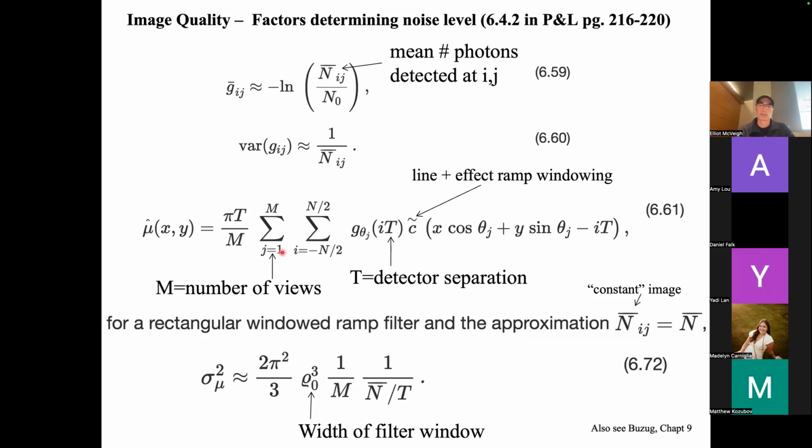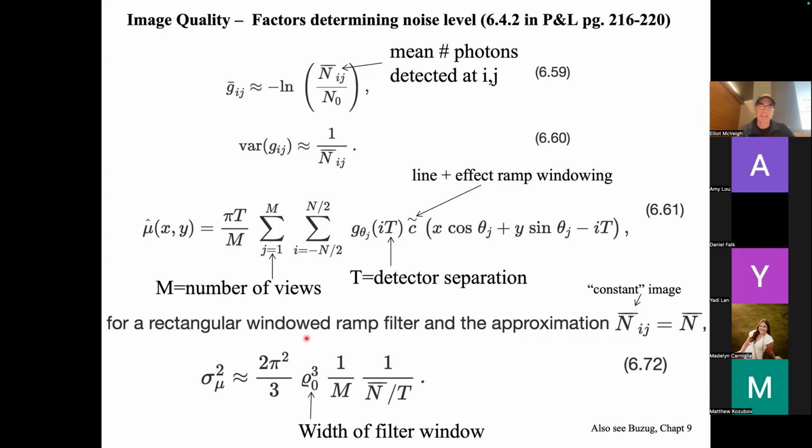This is our number of views. So how many angles do we take? Do we take 100 angles, 200, 300, 400, 1,000 angles? And then the estimated value of our picture comes from this formula, and you can just translate this from the continuous case that we have.